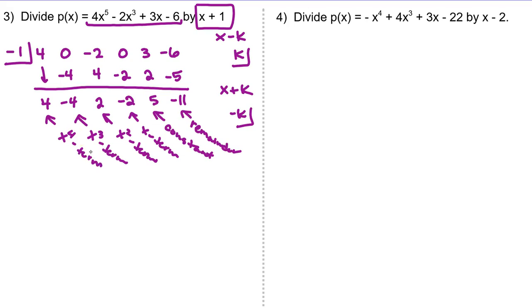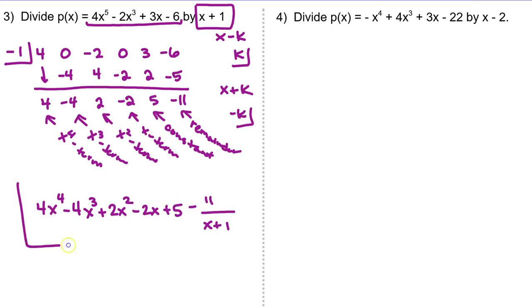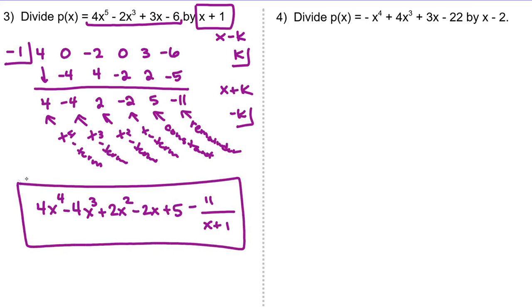So it's only going to go as high as x to the 4th if you were dividing into x to the 5th. It's going to be one lower than what you were dividing into. So when we put all the x's back in here, we get our answer, 4x to the fourth minus 4x cubed plus 2x squared minus 2x plus 5 minus 11 over x plus 1. That's how we write out the answer if it was just a question asking us to divide.